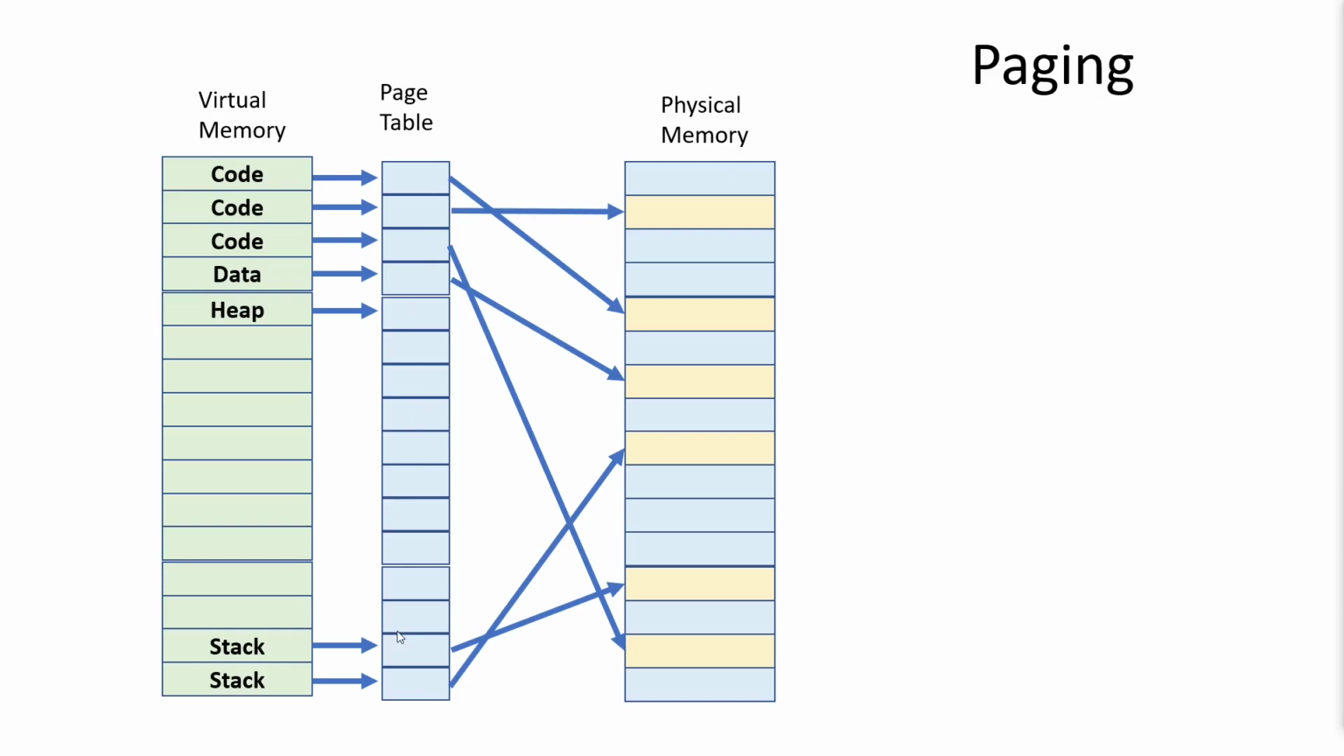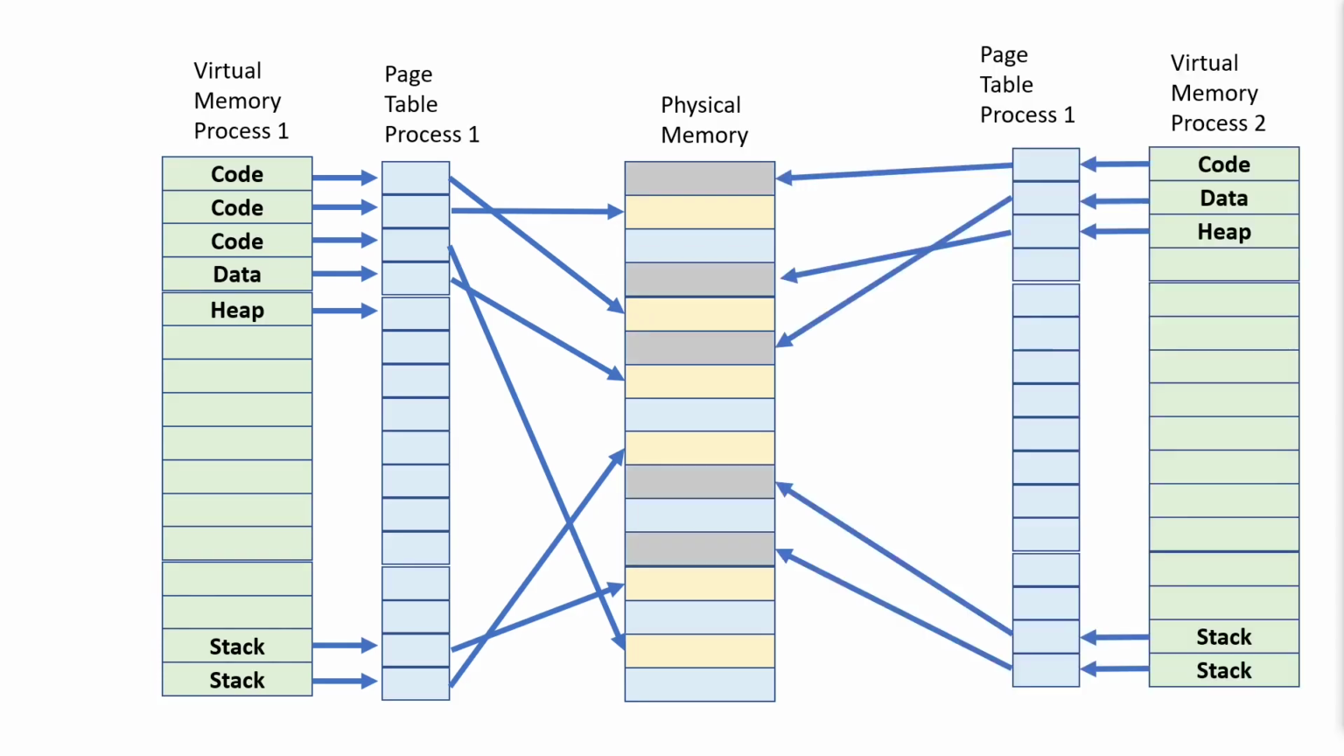Each of these entries in the page table is just 4 bytes. All it needs to do is keep track of where it maps to, just the starting address of a physical page.